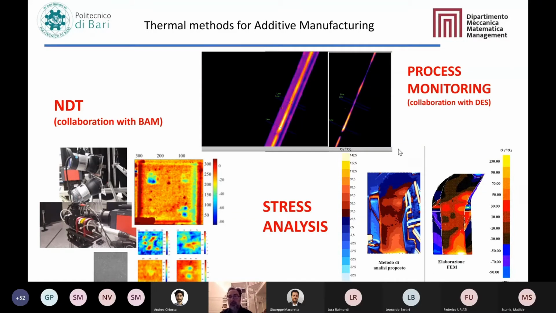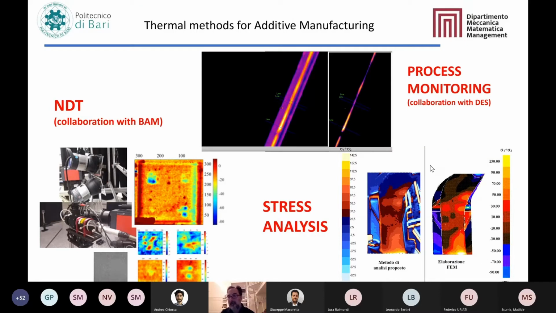And some process monitoring, working with some industry. Here we have a laser passing on metal, and so of course we can monitor with the thermographic analysis what's happening to these lasers. So we can actually have a lot of possibilities, a lot of information about how the process is in control and what's going on with your material.